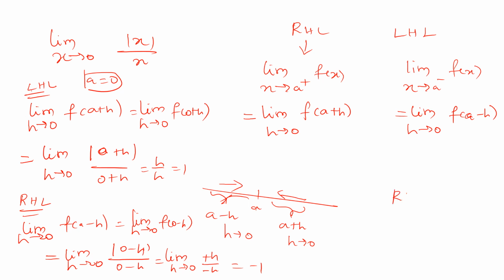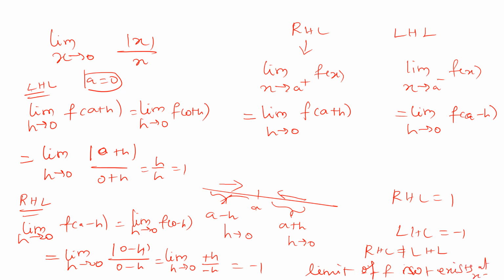So the RHL value is equal to 1, the LHL value is equal to minus 1. RHL is not equal to LHL, therefore the limit of f does not exist at x equal to 0.